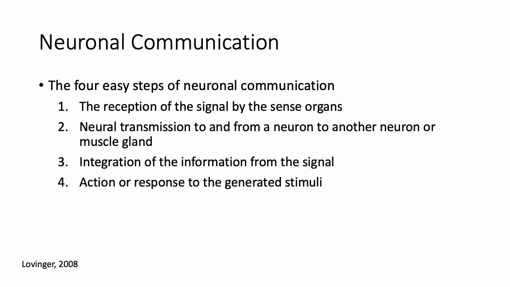We are now going to talk about neuronal communication. Communication of nerve cells occurs through a combination of electrical and chemical signals. Within the neuron, charged particles drive electrical signals in order to permit the rapid conduction from one end of the cell to the other. The four simplified steps of neural communication are the reception of the signal by the sense organs, neurotransmission to and from a neuron to another neuron or muscle gland, integration of information from the signal, and the action or response to the generated stimuli. But let's dig into the meat of this topic and go over them one by one.